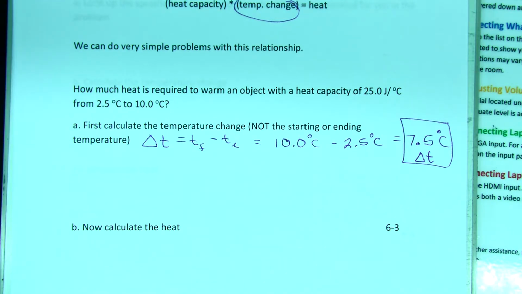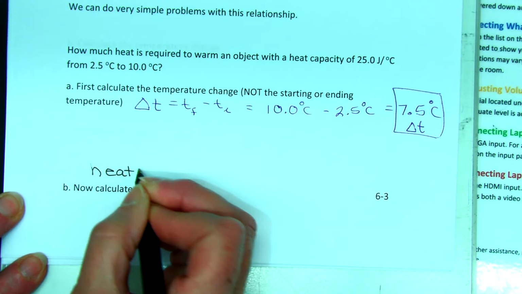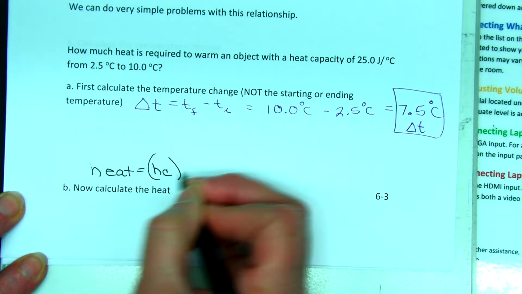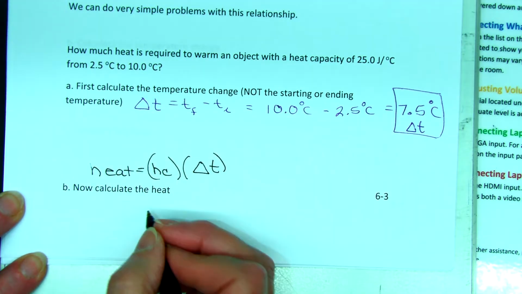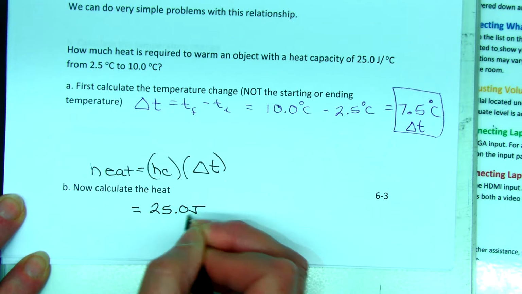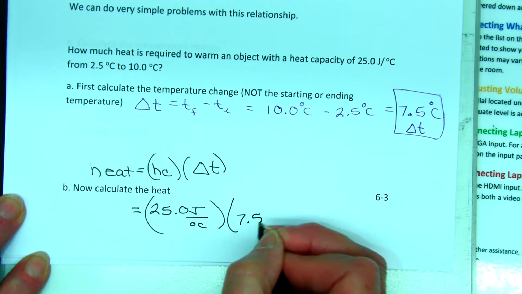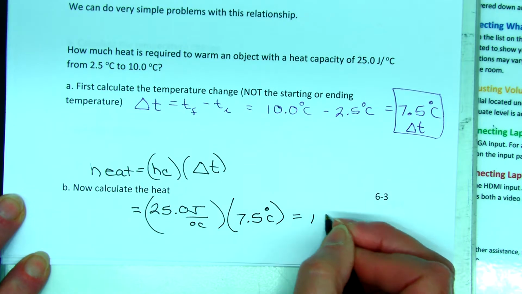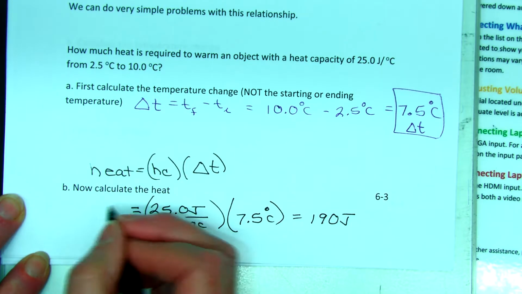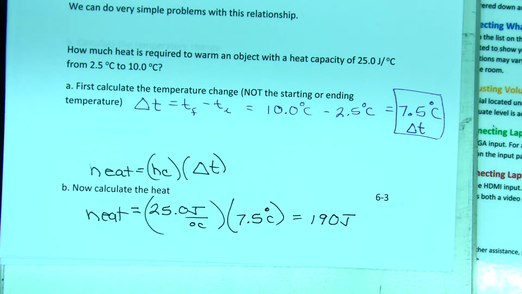Now I can use that information to calculate the heat. I know that heat is equal to heat capacity times temperature change, delta T. So that is equal to 25.0 joules per degree C times the temperature change, 7.5 degrees C, is equal to 190 joules. And that's how much heat is required. So those are pretty straightforward problems. You're looking at the algebraic relationship and you're just multiplying by 2.